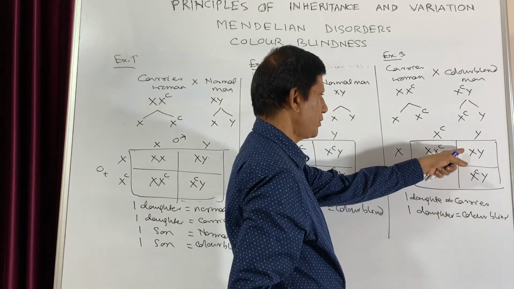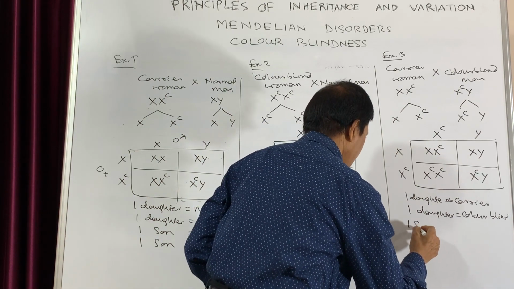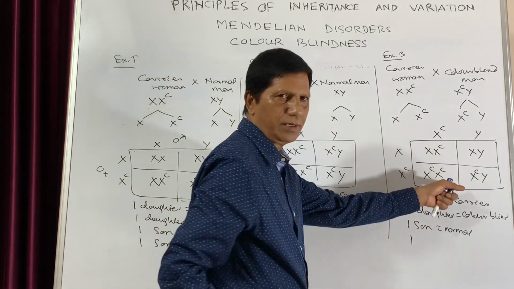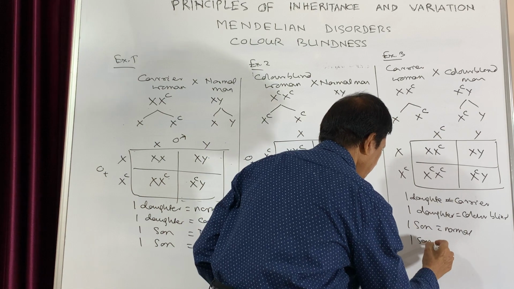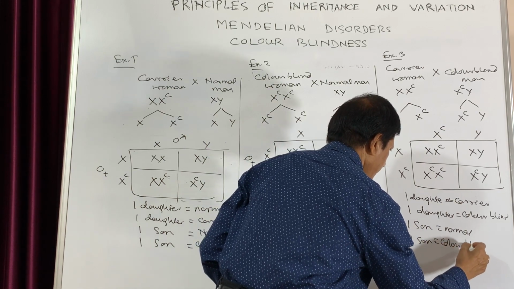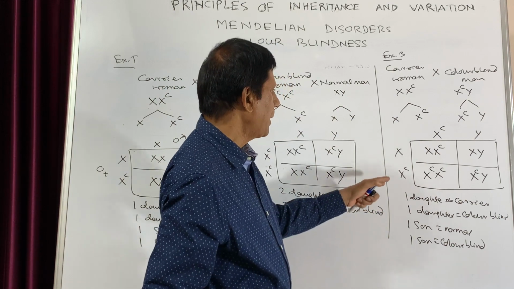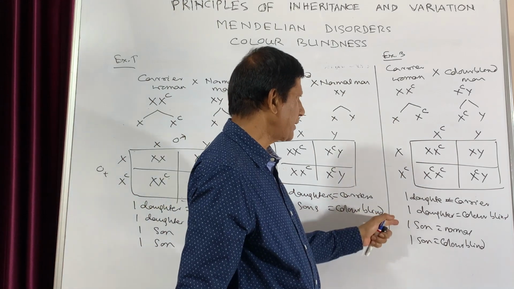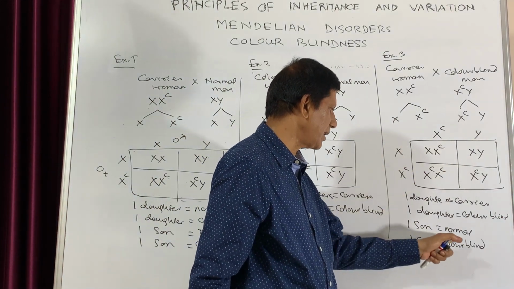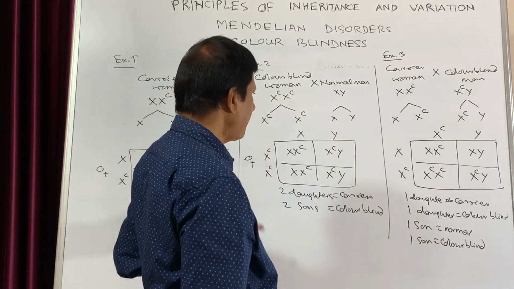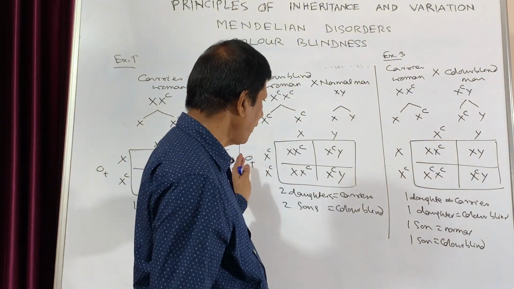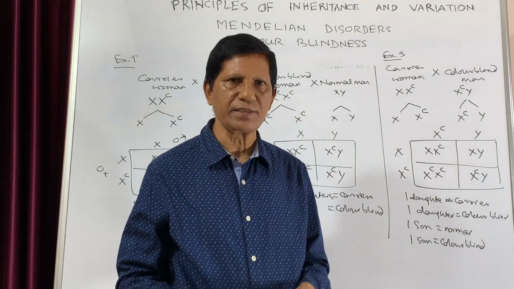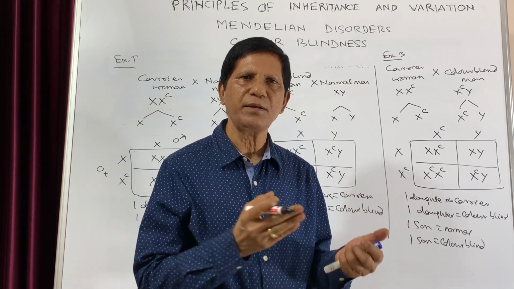And there are two sons. What about this son? One son is normal. What about the other son? The other son is color blind. That means 50% daughters are carriers while 50% daughters are color blind. 50% sons are normal and 50% sons are color blind. That means here we have discussed three different types of examples and in all cases the results are different. So what will be the nature of offsprings? That depends upon the nature of the father and mother.